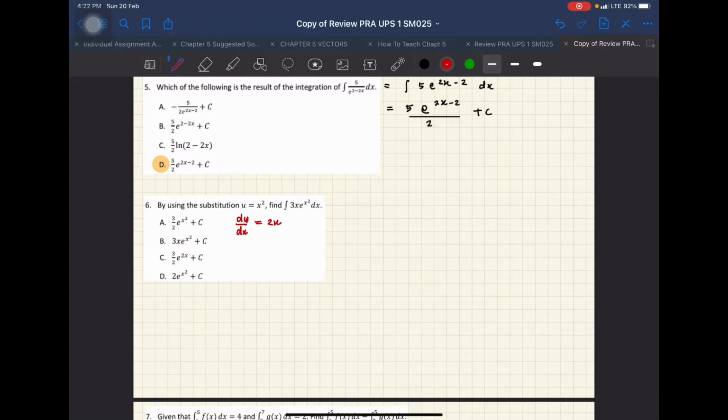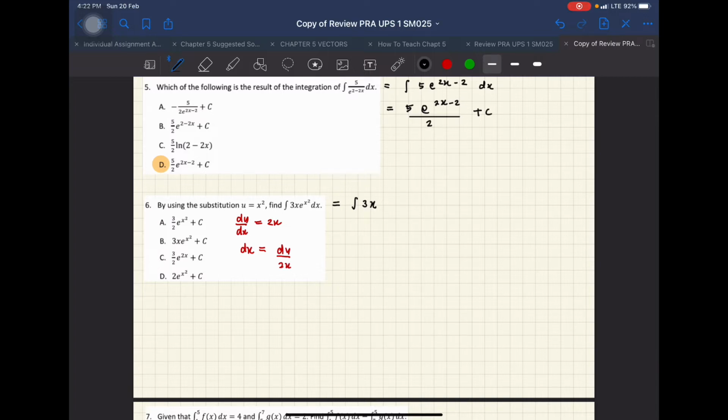Kalau awak dah biasa jadikan du as a subject, ikut kepada apa yang ada dekat sini, which is 3x dx. So keep on doing that. Okay, tapi yang ni saya saja nak tunjuk dx as a subject. Okay, so saya akan dapat dx is equal to du over 2x. Okay, so now let's substitute in our question. So saya akan dapat integral 3x. 3x dia stay sebab dia tak tukar jadi apa-apa.